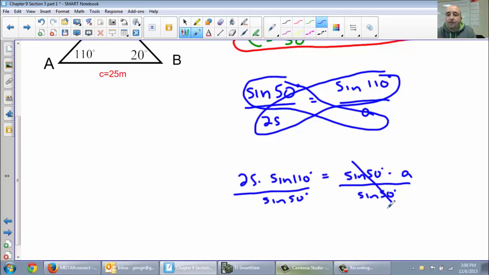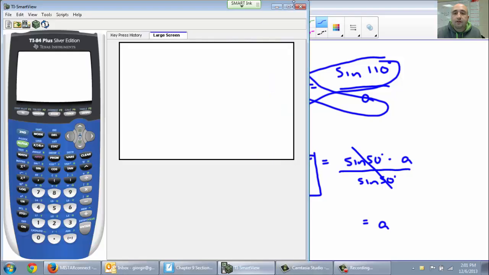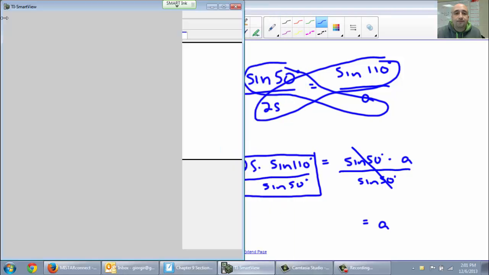If you notice, sine of 50 over sine of 50 is 1, just like any other problem where you have the same thing on the numerator and the denominator. So now I have A is equal to, and this problem is now strictly all done on your calculator. So let me show you how to do that. I'm going to pull up my calculator here.